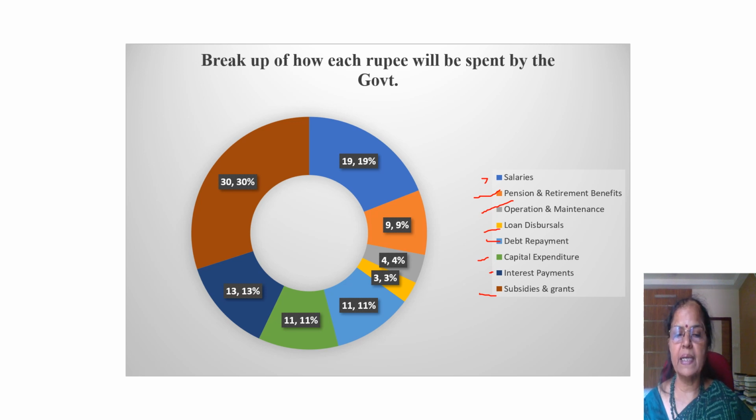What you are seeing here, the 19% goes to blue. What does blue say? Salaries. And pension and retirement benefits, orange 9%, and operation and maintenance 4%. So look at the color, look at the headings. This is a government budget. This is actually taken from the newspaper The Hindu, where our Tamil Nadu government has given the budget for each rupee, how it will be spent by the government. So now we'll pass on to the questions.